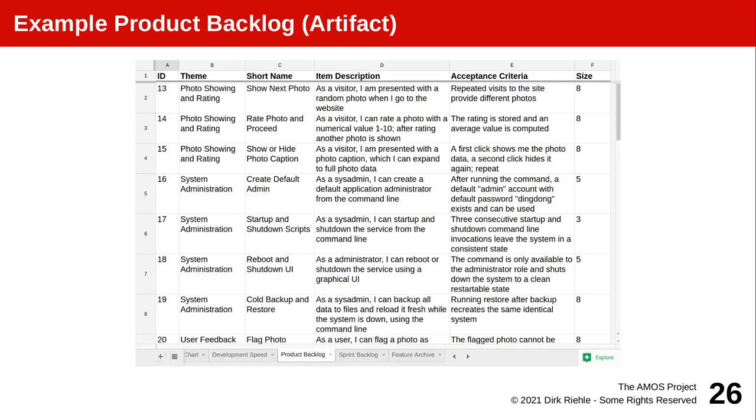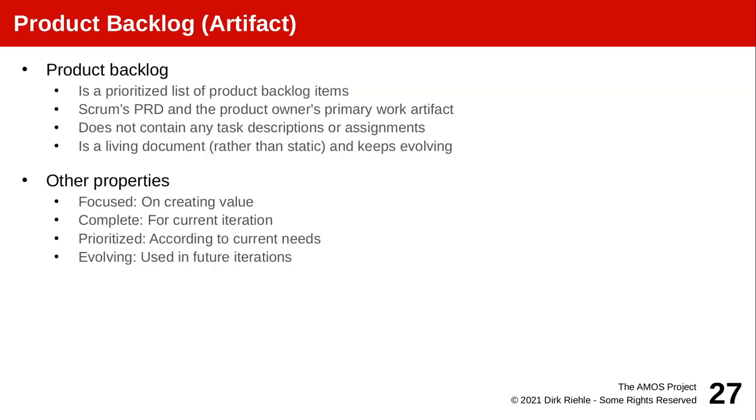So here's a basic example of a product backlog, also from Flowers, using a spreadsheet. You can see here how there are rows, where each row is a product backlog entry. And so each entry is a feature specification, has a name, has a description in the form of a user story, has acceptance criteria, and so forth.